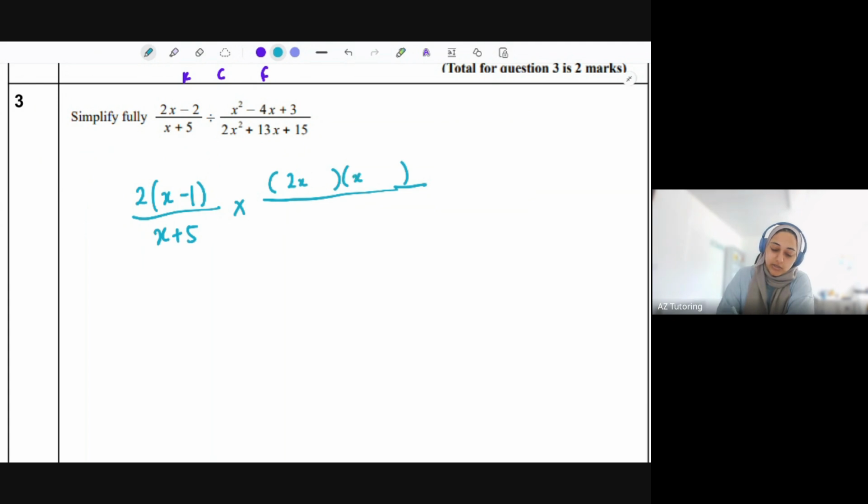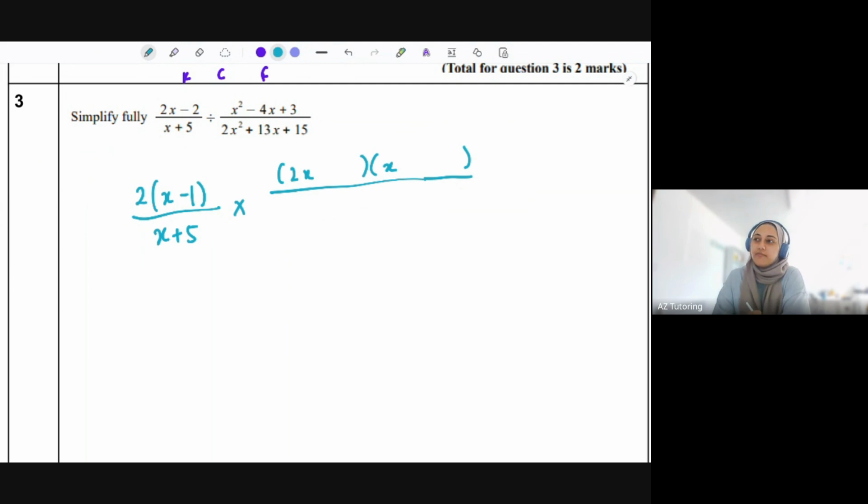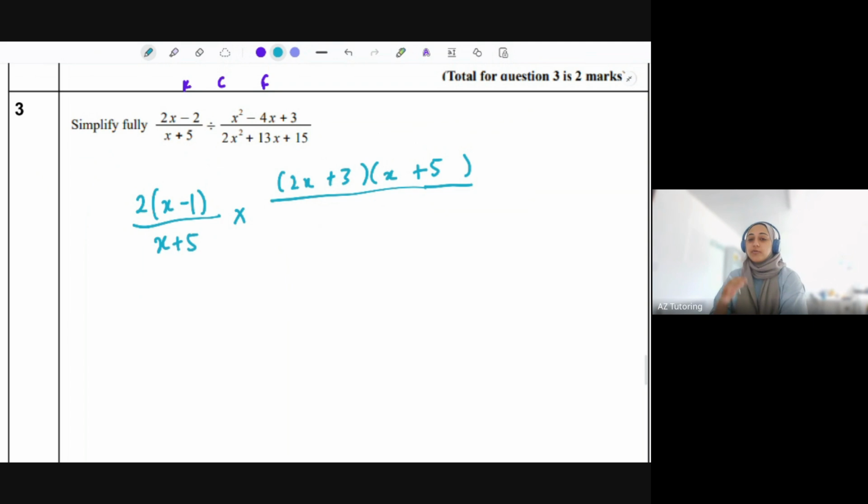Let me write that a bit better, get some space. So for the first bracket, I get 2x. The second bracket, I get x. Two numbers that multiply to give 15, 3 and 5. And then 2x squared plus 10x plus 3x, which is 13x, and plus 15. Okay, if you're not comfortable just doing it like that, use the quadratic formula method that we used before.